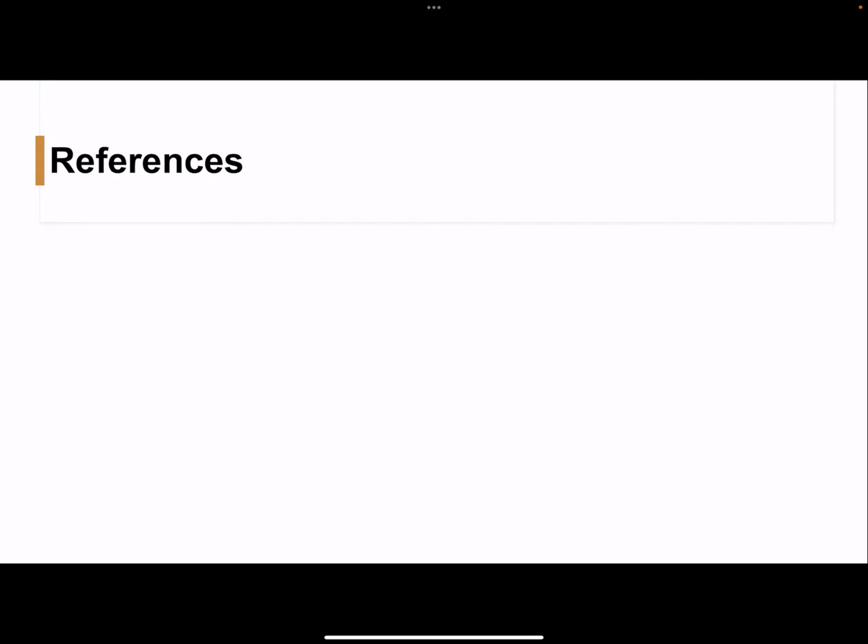I do want to talk before I show you the references about a slide that was skipped in this presentation, and that was going back to converting improper fractions to mixed numbers. This should have been right after we started talking about the different types of fractions, the improper, the proper, and the mixed numbers. So right after that, in your notes, you'll see that I ask you to convert improper fractions to mixed numbers.